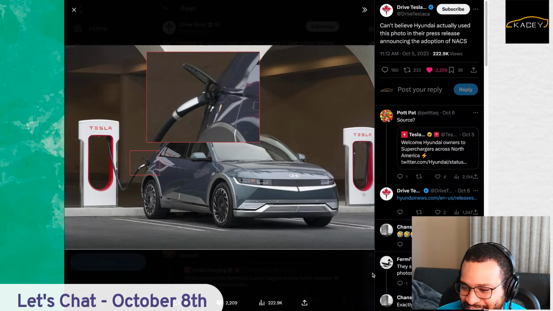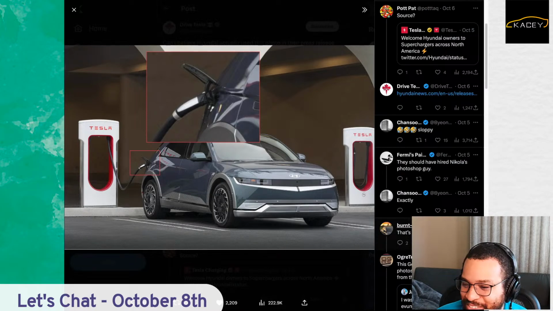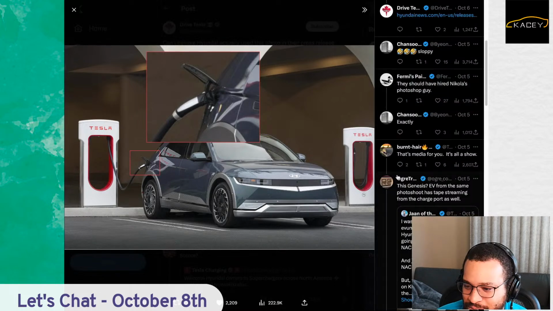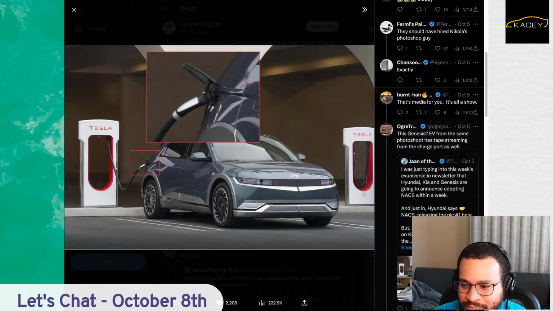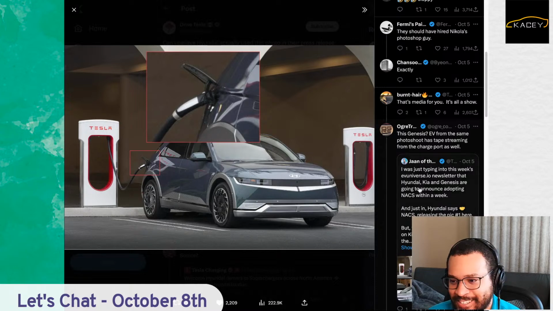He thinks it's sloppy. They should hire Nicholas Photoshop guy. Yeah, that would have worked too, Photoshop. They also could have used a prototype, like one that actually had the port on there, but I don't imagine there are too many of those out there that they want to take pictures of. Mass manufacturer prototypes tend to be janky.